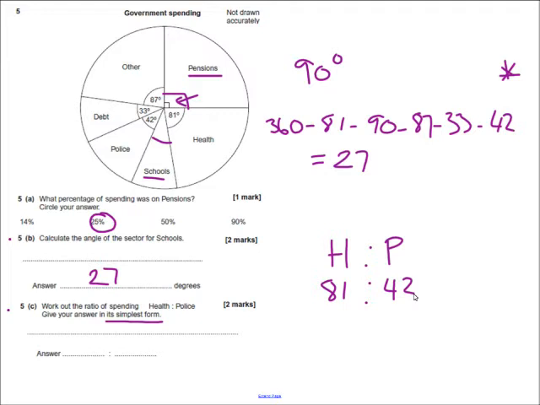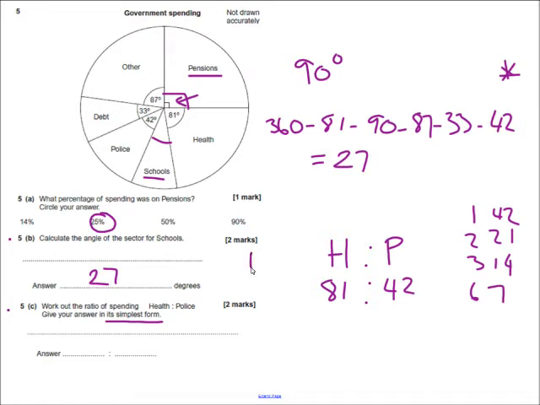So if you look at your factors for, let's say, 42, you have 1 and 42, 2 and 21, 3 and 14, 4 doesn't go into it, 5 doesn't go into it, 6, and 6 goes into it 7 times. And then what you need to do is something similar for 81.